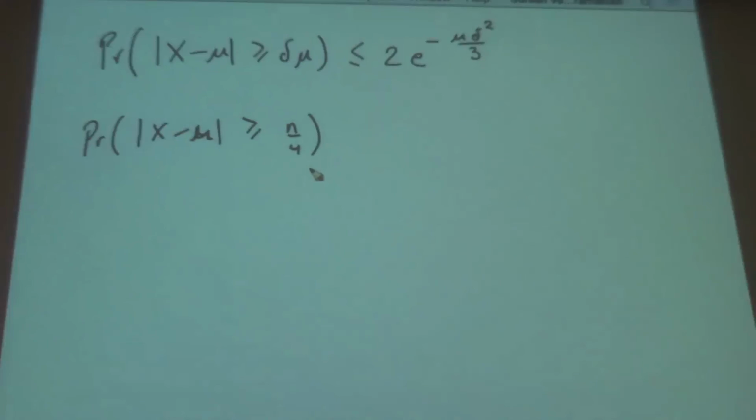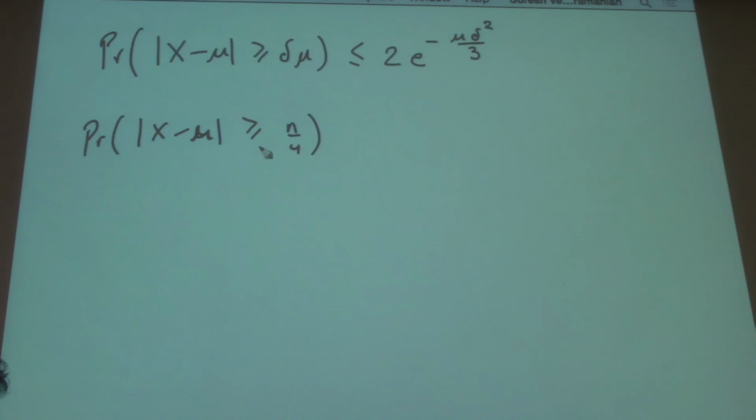So let's look at again the probability that x minus mu is greater than or equal to n over 4, just the way we did the previous ones. This basically means that, what is delta going to be? Delta is going to be half, right?